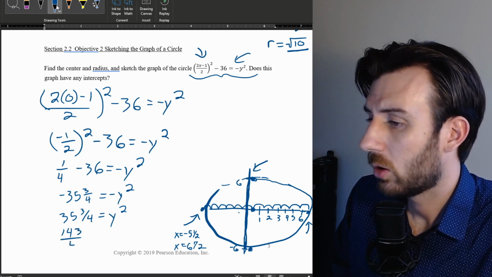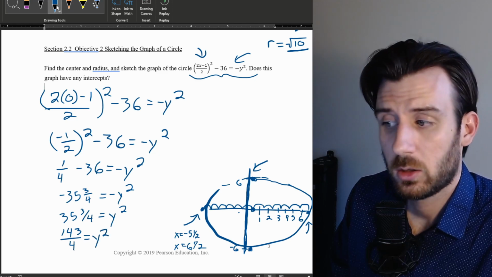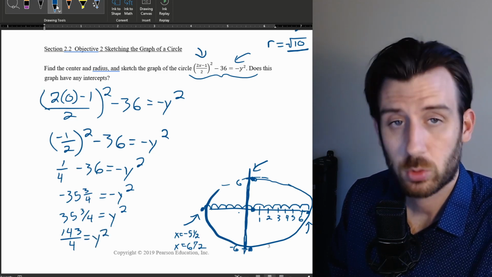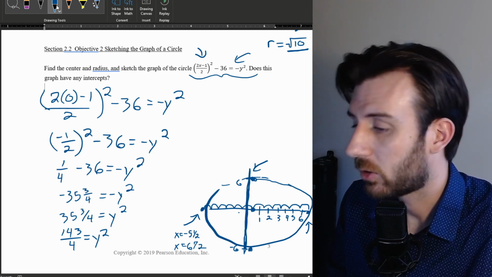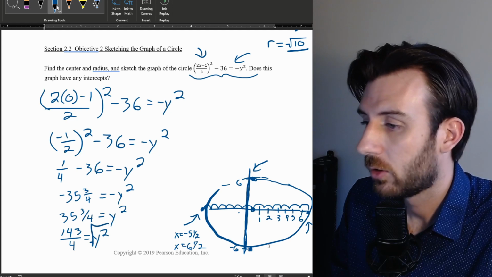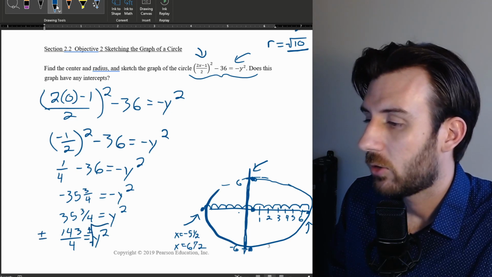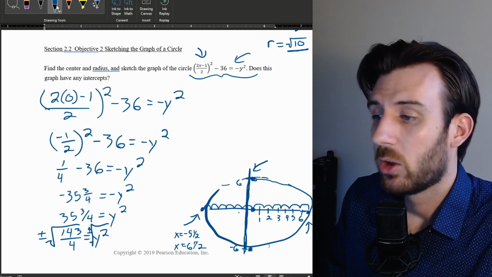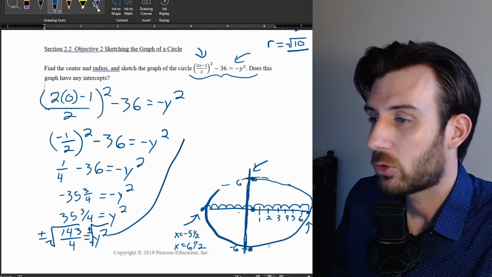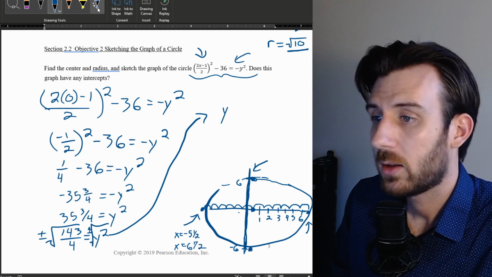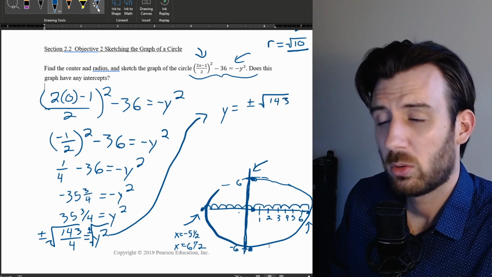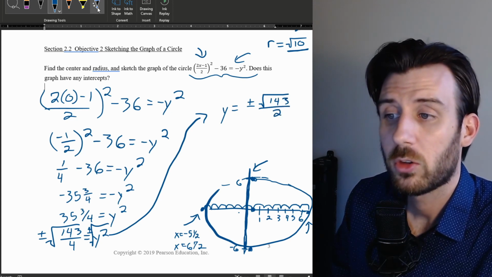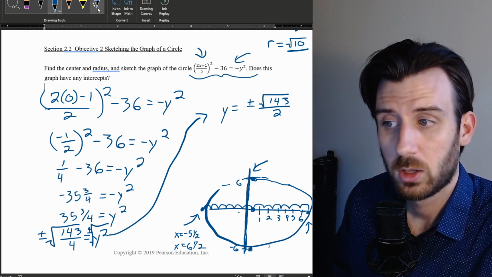143 fourths equals y squared, and then I get rid of the y squared by doing a plus or minus square root of both sides. That causes my square to cancel away, and I'm left with y is equal to plus or minus square root of 143 over square root of 4. I guess I could just write that as a 2. Square root of 143 over 2.